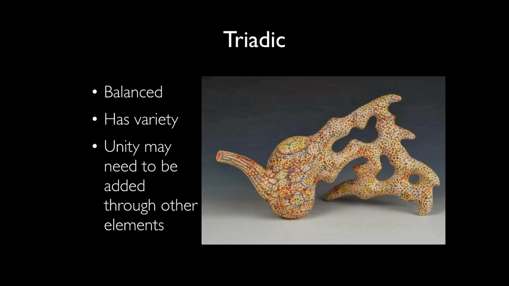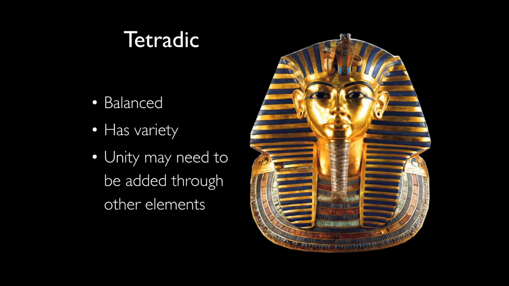Triadic color schemes definitely can be used in three-dimensional art and design. Again, they come from equidistant parts of the color wheel, so they're inherently balanced. And they have variety because they're from all over that color wheel, but we may need to work on the unity if we use a triad. Tetradic, again, inherently balanced. They have variety. It's four different colors on the color wheel, automatic variety, but we may need to add that unity in through lines, shapes, forms, and so on.